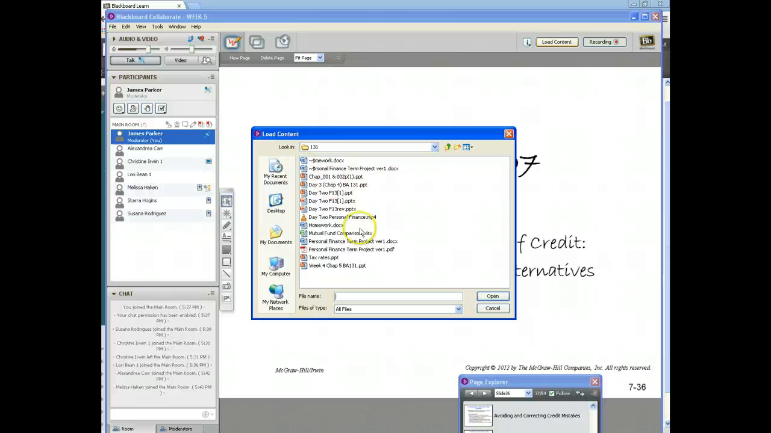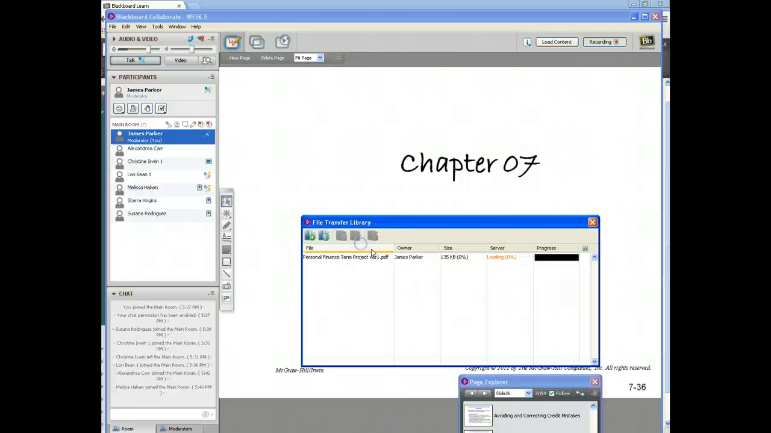Let me see if this will load now that it's a PDF. Yeah, not supporting.